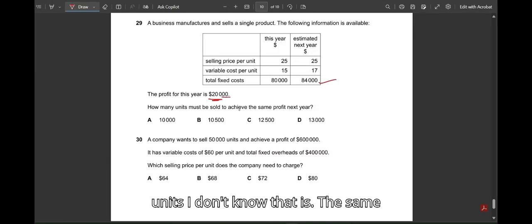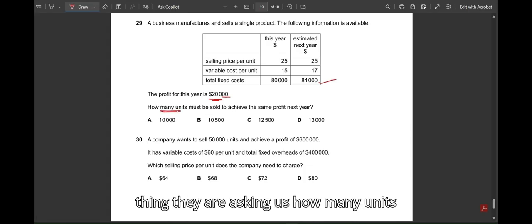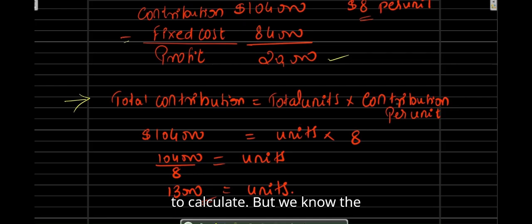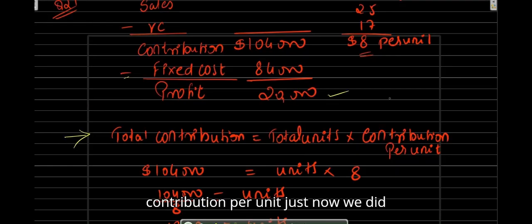Total units I don't know, that is the same thing they are asking us, how many units must be sold. So that's what I'm going to calculate. But we know the contribution per unit. That is sales minus my variable cost, that is 8. So I have put 8 over here.